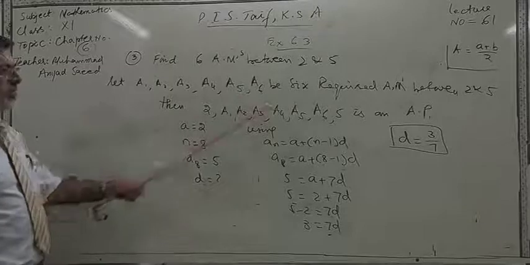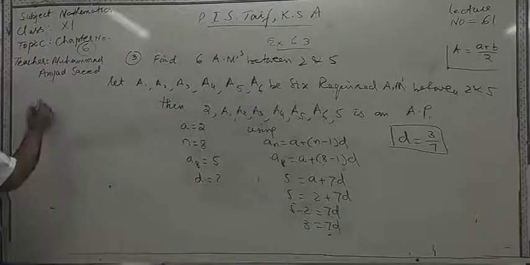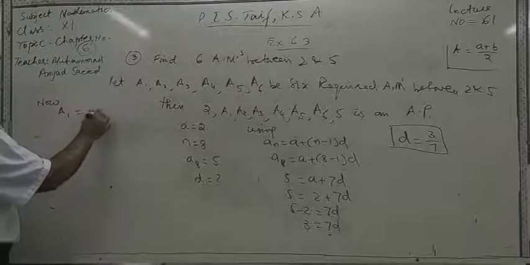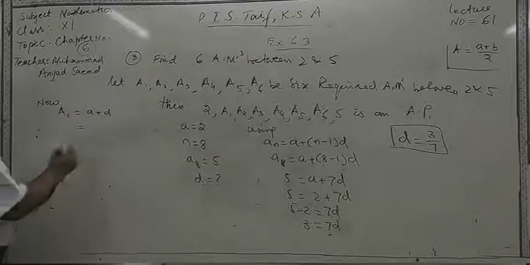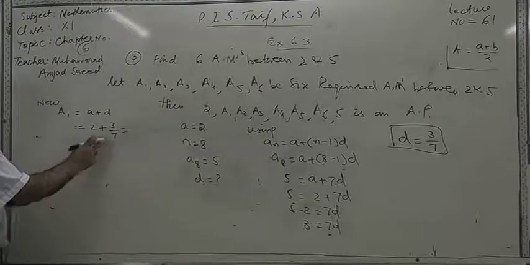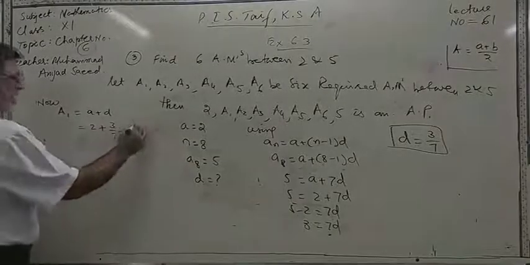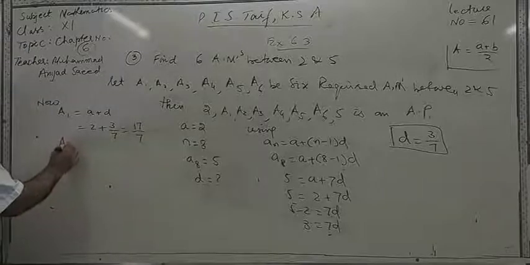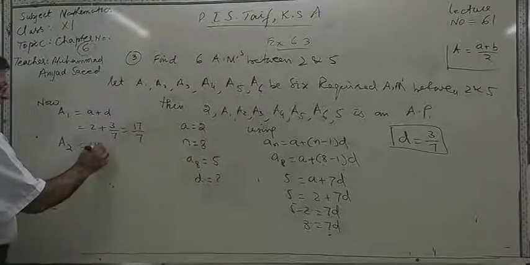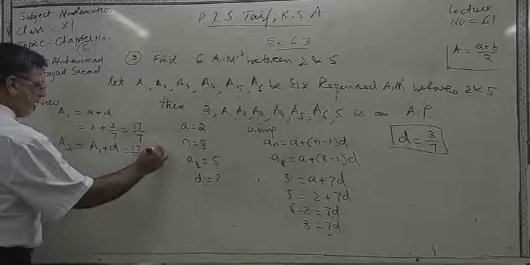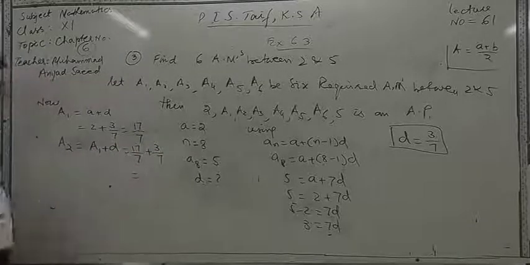You can get the next term. Now, A1 is equal to A plus D, 2 plus 3 over 7. That is 7 twos are 14, plus 3 is 17 over 7. Then what about A2? A2 is A1 plus D, 17 over 7 plus 3 over 7.